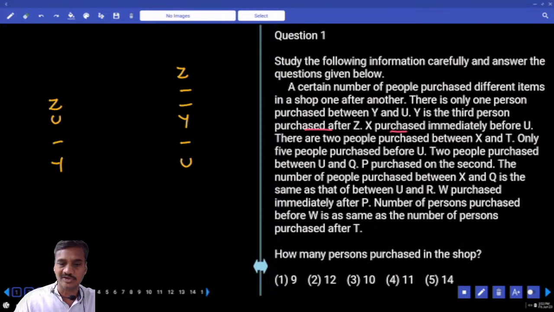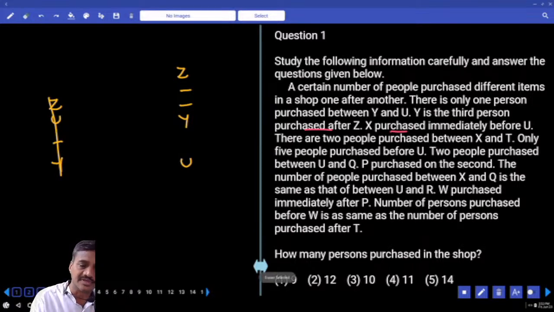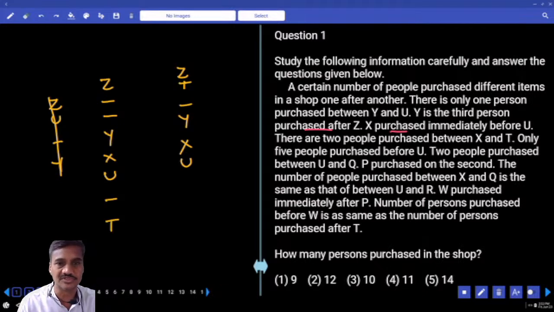And X purchased immediately before U. Now X is immediately before U, in this case it is not possible, and here X must be at this place. Are you following this one or not? And there are two persons between X and T. As there are two persons between X and T, T can be before this one or T can be after. There are two in between X and T. Now T can be here, that is one possibility. In the next case, Z, Y, X, U, there are two persons between X and T, 1, 2, and T can be at this place, after this X. T can be after this X or before this X.